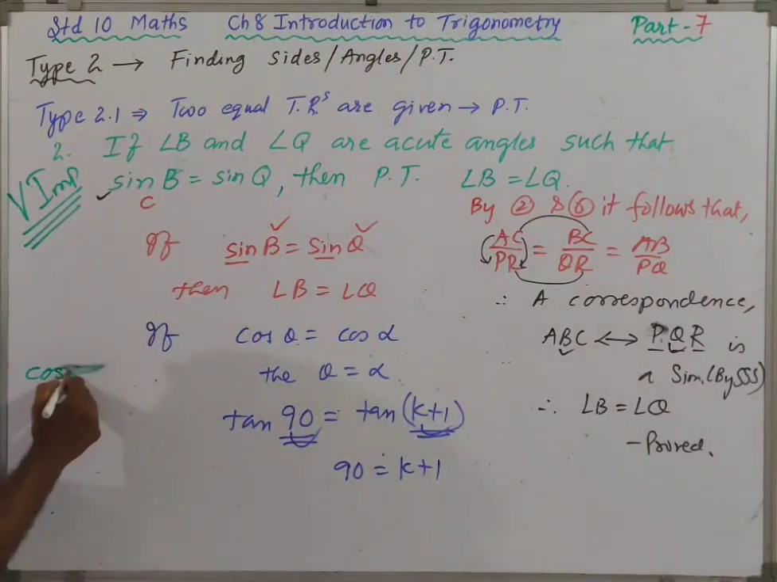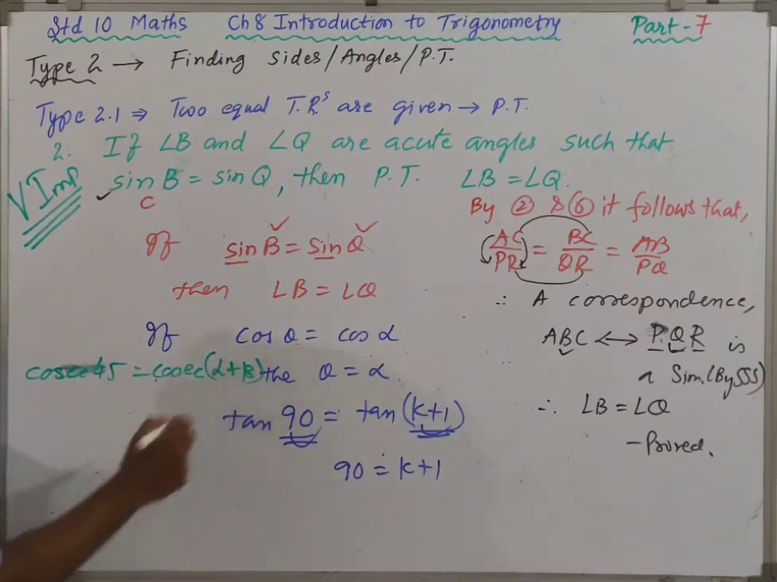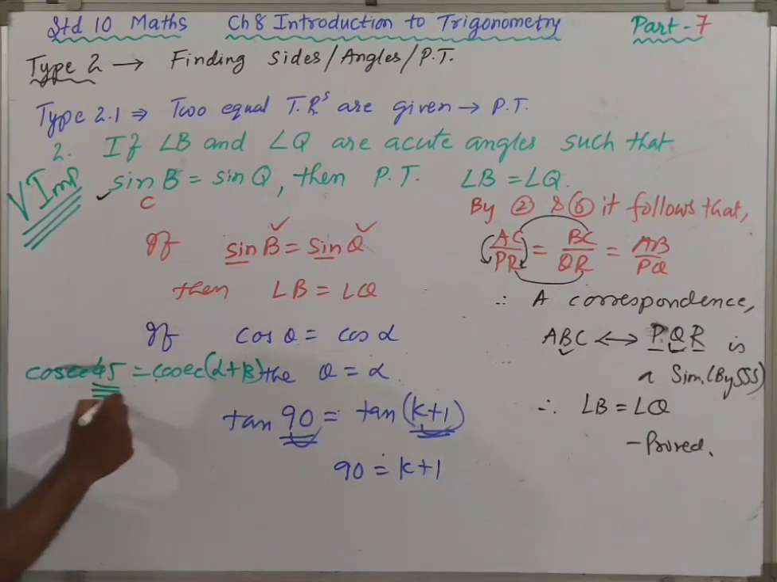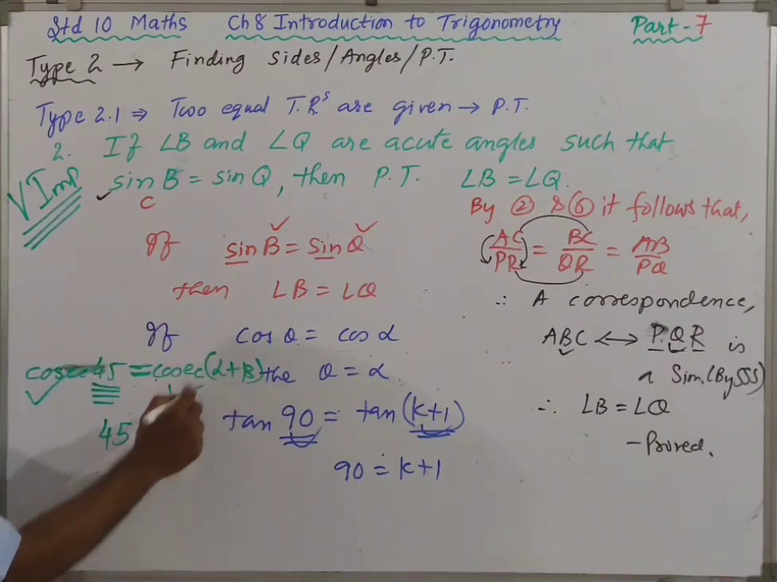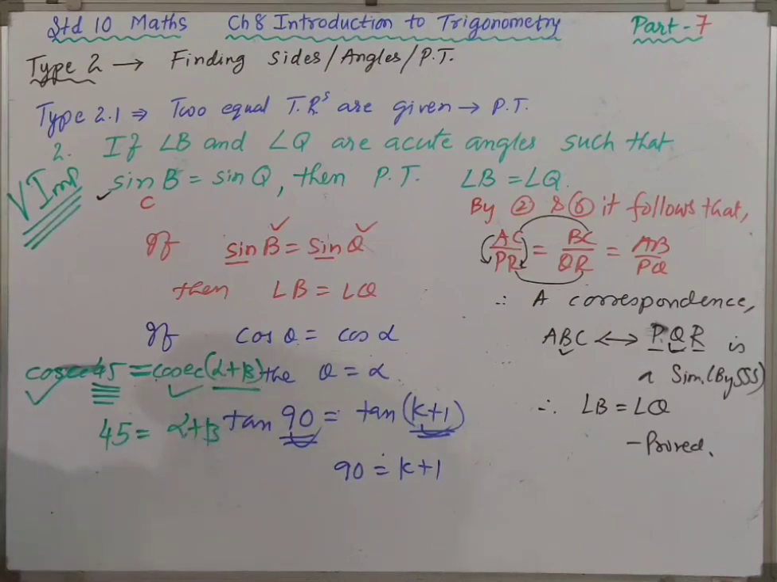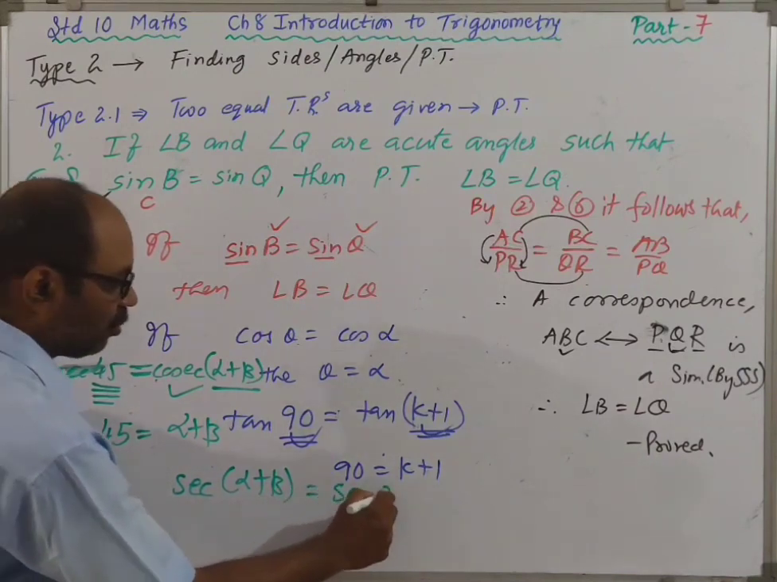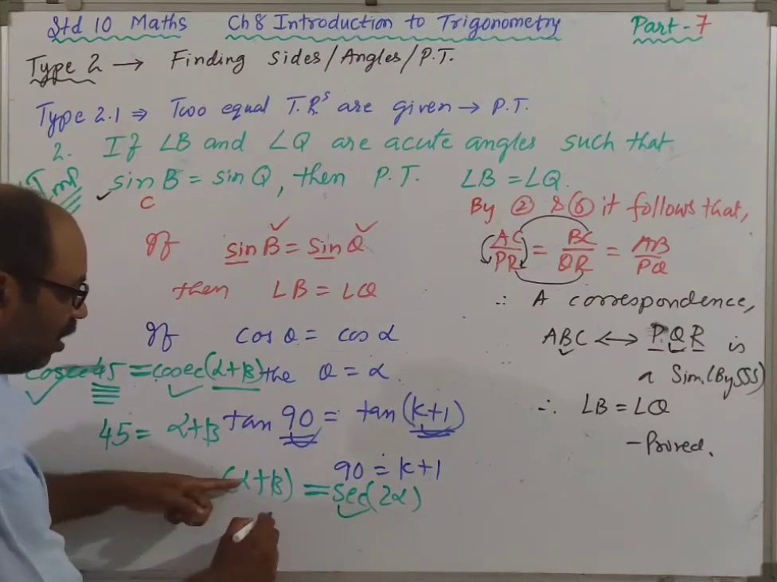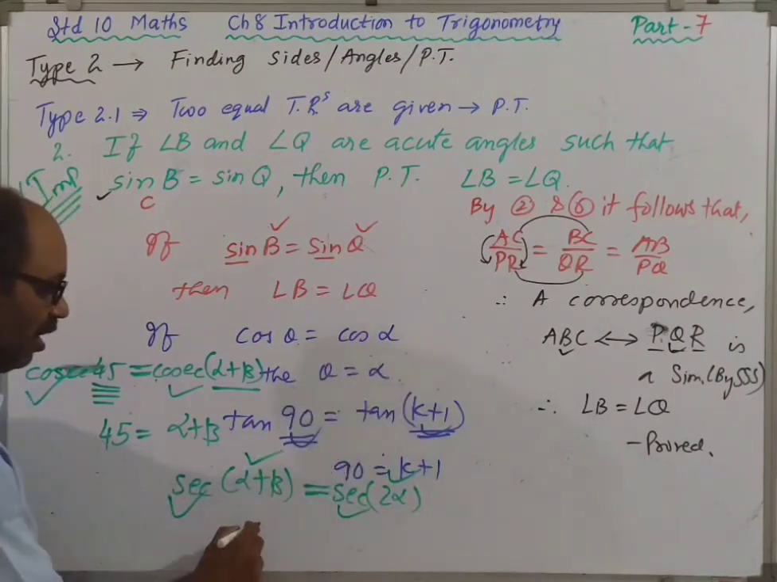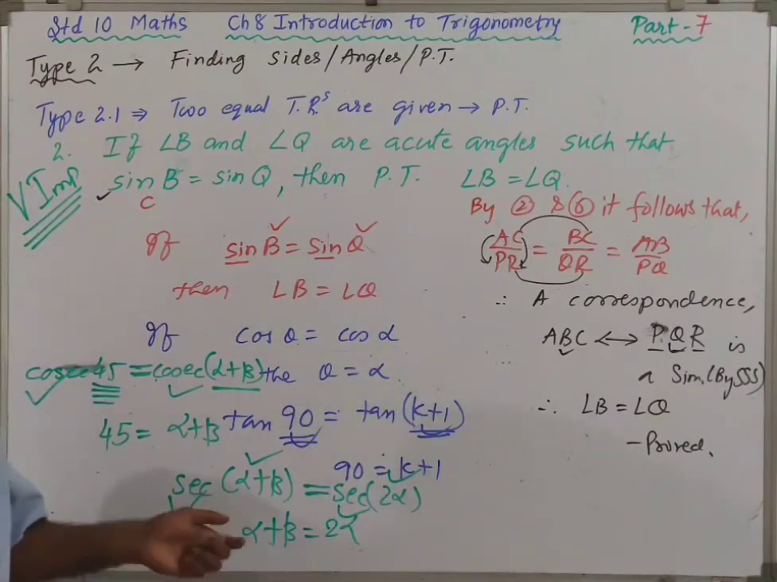Cosec 45 is equal to cosec alpha plus beta. If this is the situation, then you can say, see, cosec and cosec both are equal. So angle should be equal to angle. So I am writing angle 45 equal to angle alpha plus beta. Sec alpha plus beta is equal to sec 2 alpha. Yes, sec and sec both are equal. So angles also have to be equal. So I can write angle alpha plus beta is equal to angle 2 alpha. This is how you get.